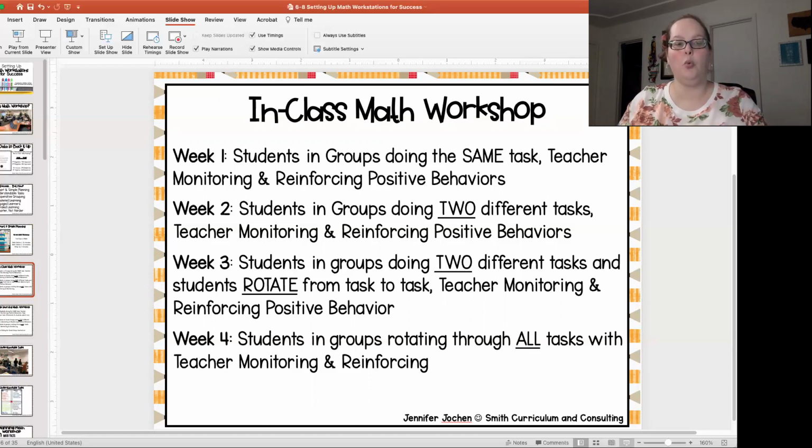Now, week 2, students are still in their groups, but they're doing 2 different tasks. So the first 20 minutes, they're going to do one task. And then once 20 minutes is up, you're going to start modeling that behavior of transitioning to another task. You as a teacher are monitoring and reinforcing positive behaviors. Now I'm going to give you a little tip.